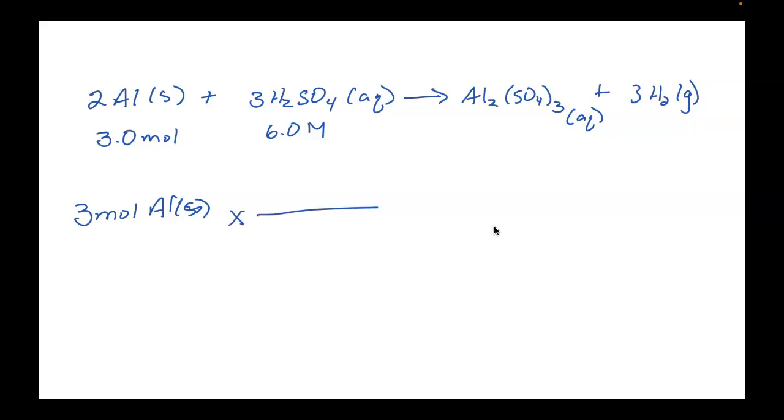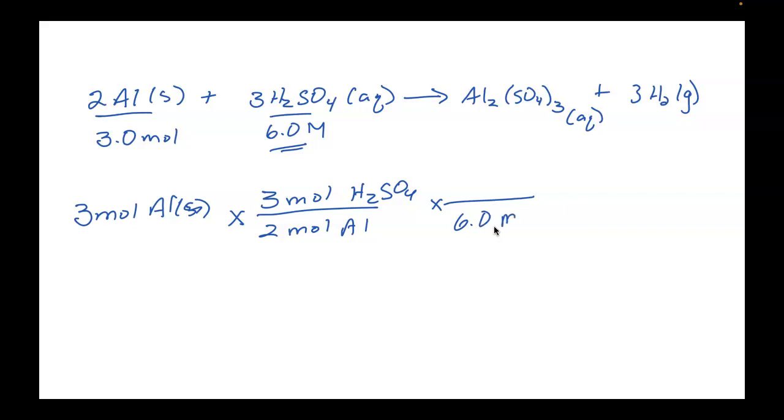I'm going to go from moles of aluminum to moles of sulfuric acid, so I'll use the mole to mole ratio. And then I'm going to use the concentration of the sulfuric acid, which is 6.0 molar, which stands for moles per liter. And if you calculate that out, you get 0.75 liters, which is 750 milliliters.